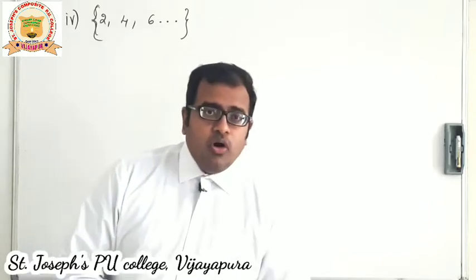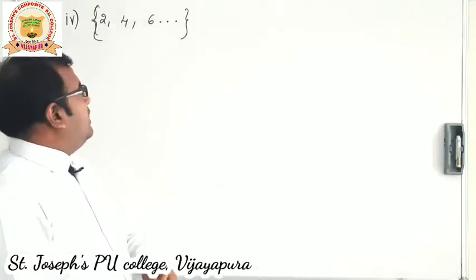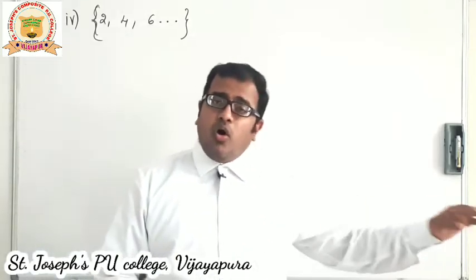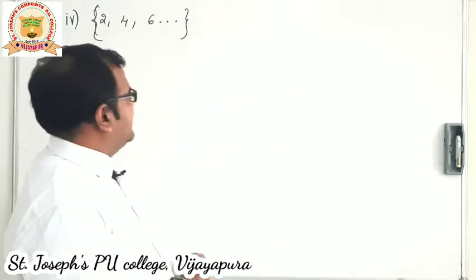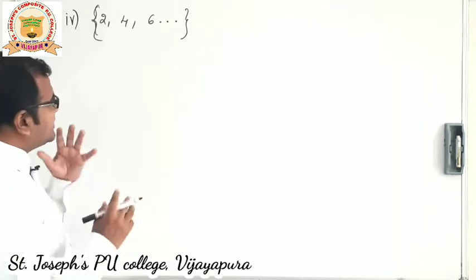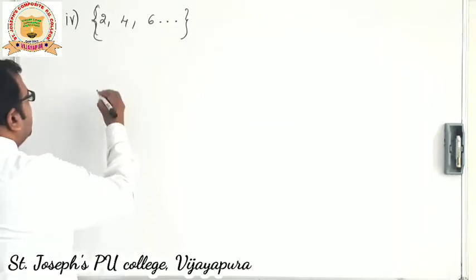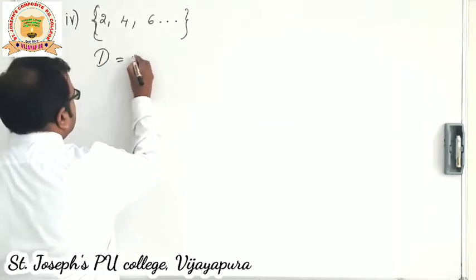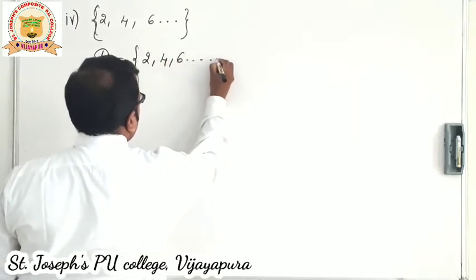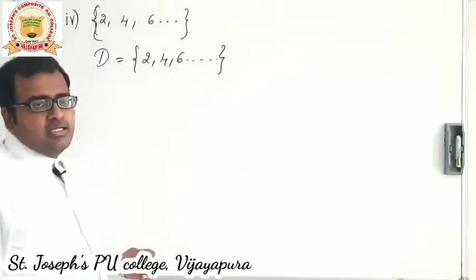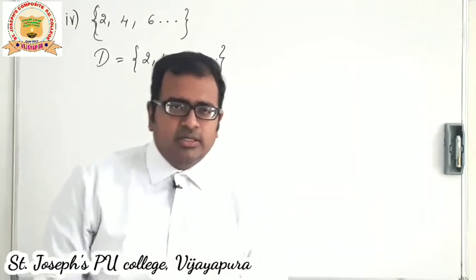Sub question number 4. The elements of the set are given as 2, 4, 6, and so on. Means it's not ending, it's continuing without end. In that case, let us have a look at the numbers. First of all, let's name the set. Call this as D, which is equal to 2, 4, 6, and so on. Right? Now that is the roster form or the list method.